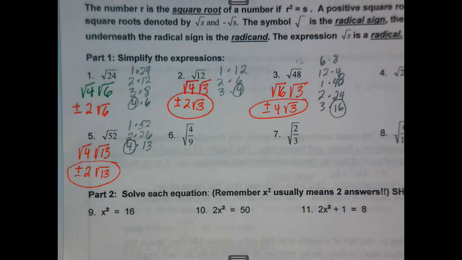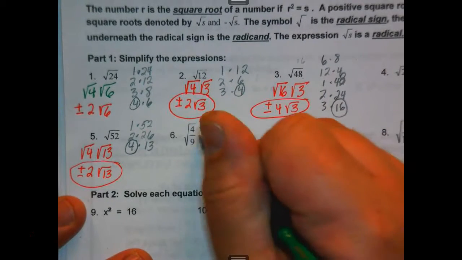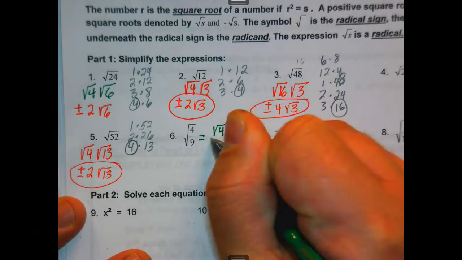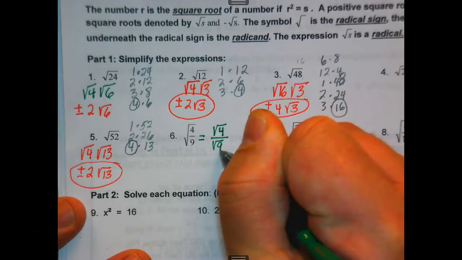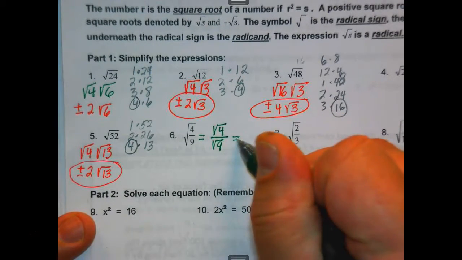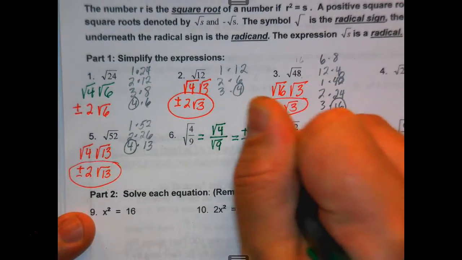What about fractions? Yes, skip them. There's a property that says I can split these up, right? Do you remember? Square root of 4 over the square root of 9. This one's easy because they're both perfect squares, right? It's going to be plus or minus 2/3.